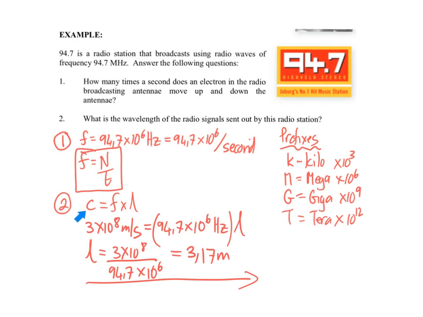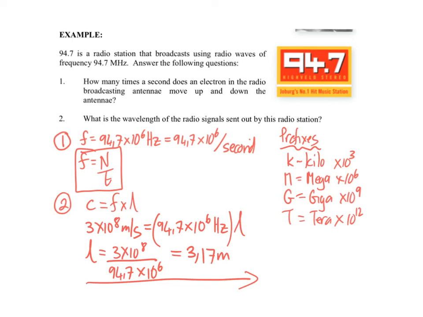Because radio waves are electromagnetic radiation, the equation c equals f times lambda is valid. c is the speed of light, but also the speed of radio waves. We're assuming that the speed of light in vacuum and the speed of light in air don't vary by very much. There's a slight variance, but we are going to assume that the speed of light in air is also 3 times 10 to the 8 meters per second.